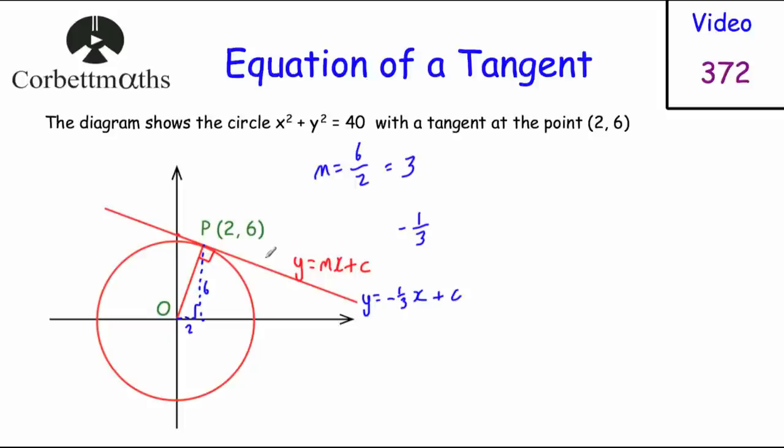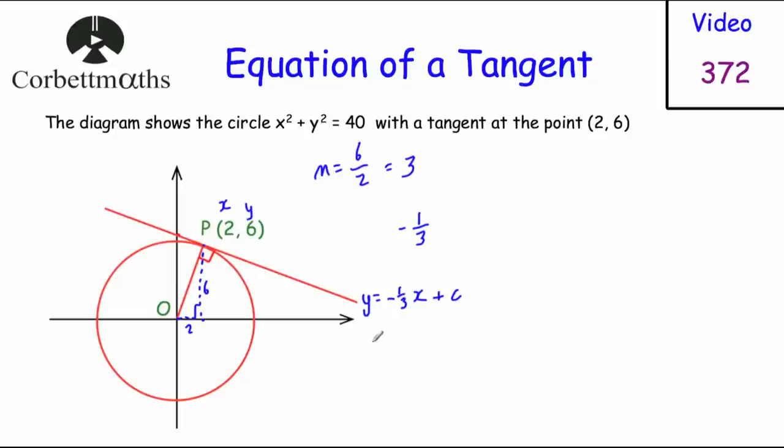All we need to know is one point that the line passes through, and then we can find this plus c. Well, that's great, because we know that it passes through the point (2, 6). So we know a point on the line, so if we substitute in our values for x and y, so x equals 2 and y equals 6, into our equation, y equals minus a third x plus c, we can then find our plus c. So let's substitute those in.